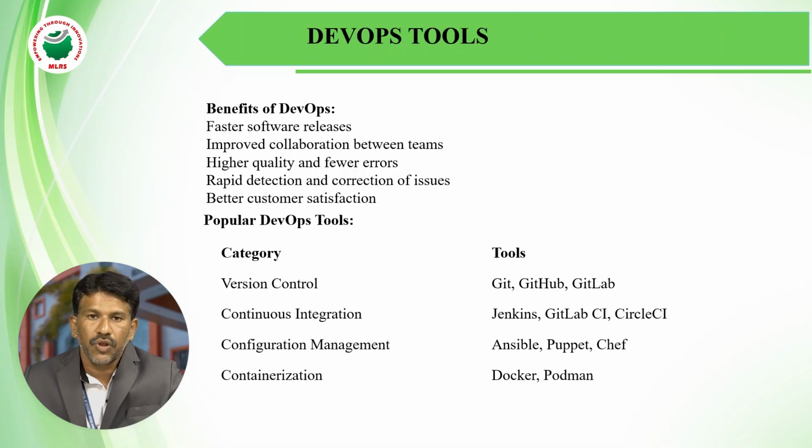Next is improved collaboration between the teams. They may collaborate with different team members like the coding department, testing department and deployment department. They all collaborate as teams and work together, so they may improve the quality. The next benefit is higher quality and fewer errors. It produces high quality results with minimal errors.